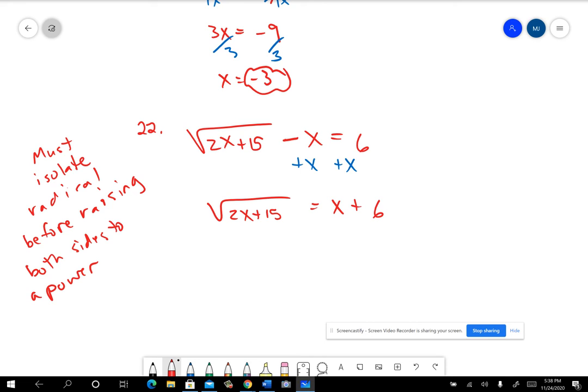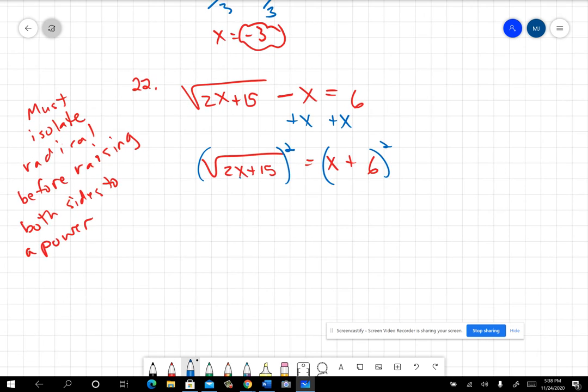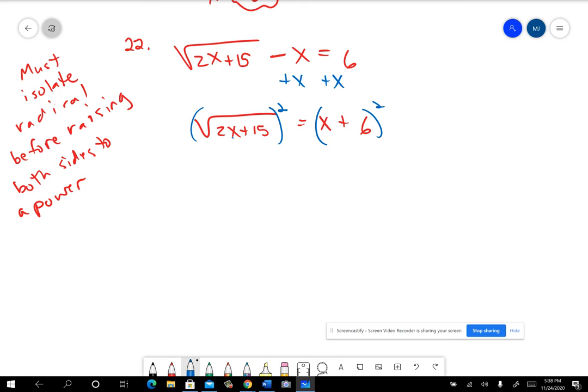Okay. And then once the radical's isolated, to get the x from under the radical, I would square that side. But if I square that side, I have to square the other side. This is one where if I'm going too fast, just pause it and think about it as I go through it. Okay, the reason we picked squaring is because it undoes square rooting, and so you should just get the 2x plus 15 on that side.